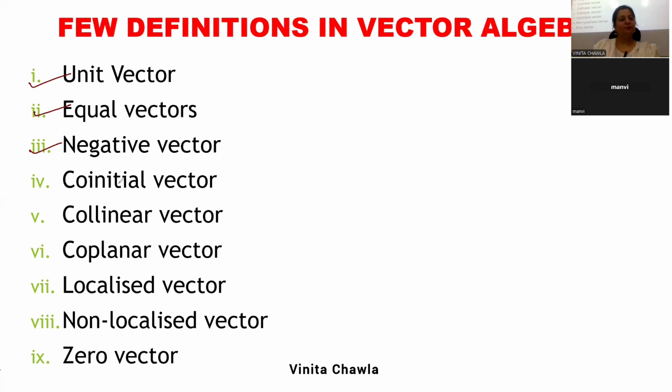Okay. Wherever the word co comes, what does it mean? Same. So co-initial vectors are those which have the same starting point, the same initial point.